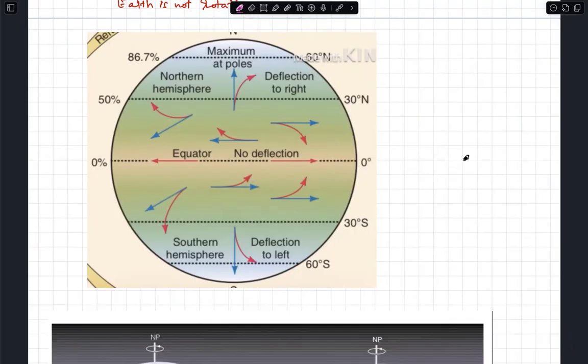Now you can see, if the wind tends to move like this, the red color shows the deflection. If the wind tends to move like this, the deflection is like this. Suppose the wind tends to move like this, the deflection is like this. All these are due to the Coriolis force.